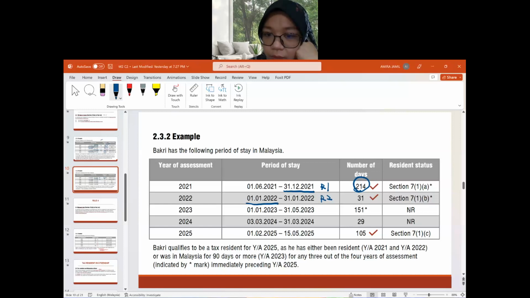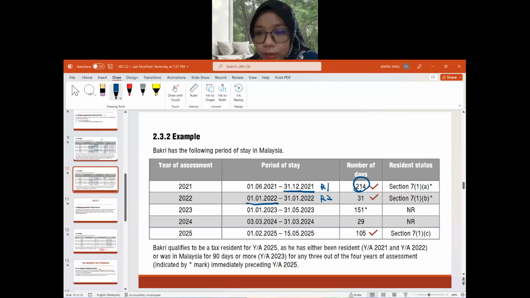How about this one? 31st January until, so it cannot be rule number 2 for this one. Until this one also cannot. For this one it cannot be rule number 2 because this one and this one is less, less than 182 days. Okay, for this one, rule number 1, rule number 2. And what about rule number 3 for 90 days?